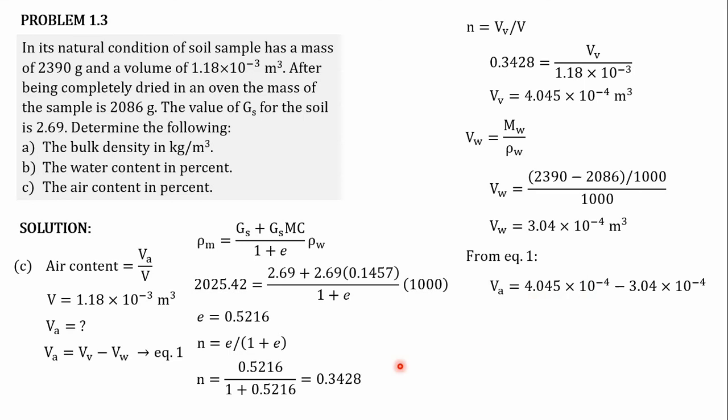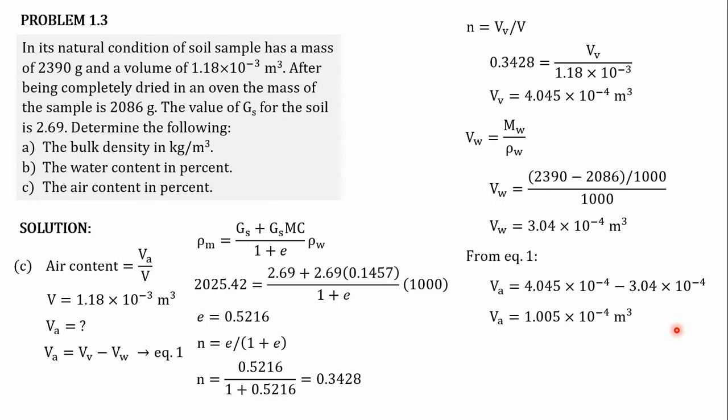That is the volume of voids, minus the volume of water, which is equivalent to 3.04 times 10 to the negative 4. And then the volume of air is equivalent to 1.005 times 10 to the negative 4 cubic meter.